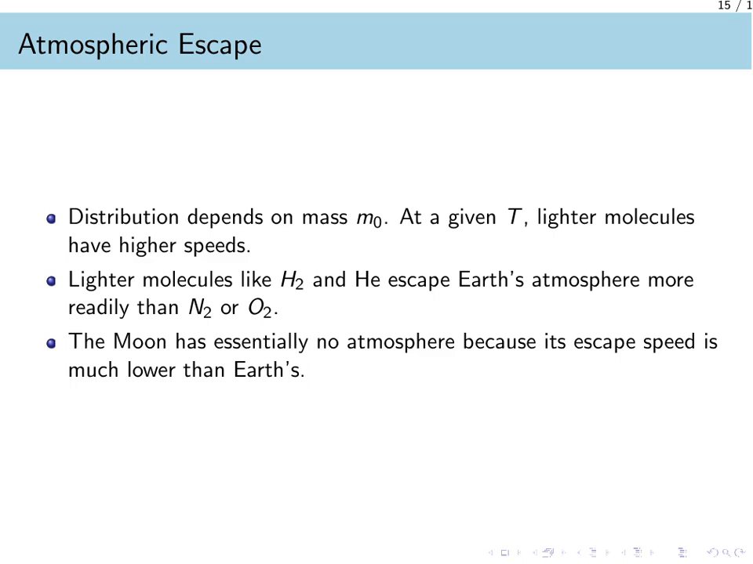Speed distributions also explain atmospheric escape. At any given temperature, the distribution depends on the molecular mass. Specifically, lighter molecules will have higher average speeds. This is why lighter gases like hydrogen and helium escape Earth's atmosphere much more readily than heavier gases like nitrogen or oxygen. Over time, these light molecules reach speeds exceeding the escape velocity. This effect is even more pronounced on the Moon. Because the Moon has a much lower escape speed than Earth, gas molecules escape so easily that it has essentially no atmosphere at all.